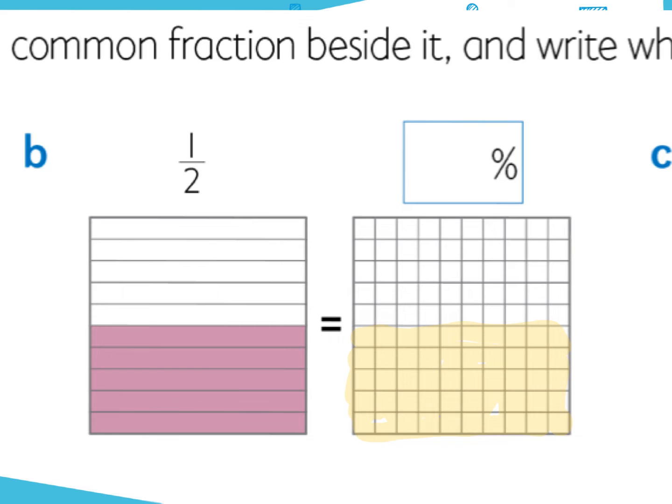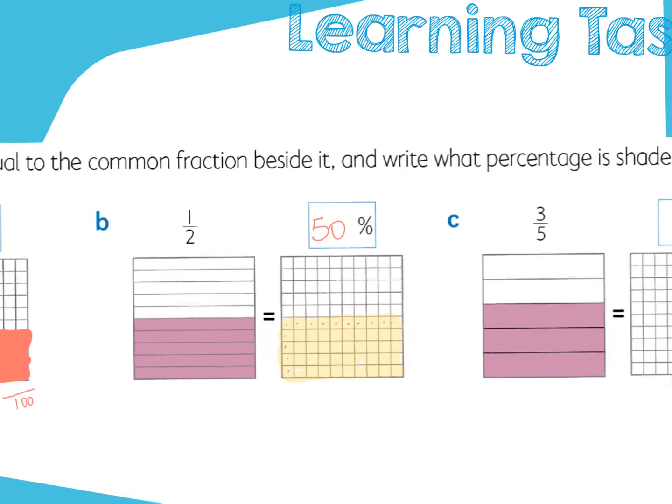Okay, if I wanted to go back, I could count these all through, and I could sit there and go, well, there's 1, 2, 3, 4, 5, 6, and all the way through. But what I can say is I know that this is 10 across here, and then it's 5 down here. And I know 5 tens is 50. So I can say that 50% of that is shaded in. Okay, let's look at the next one here.